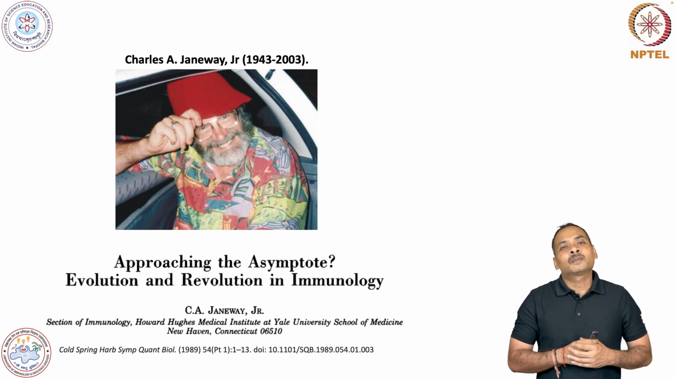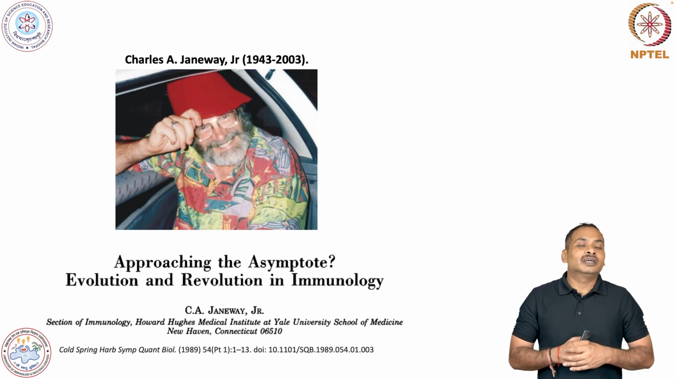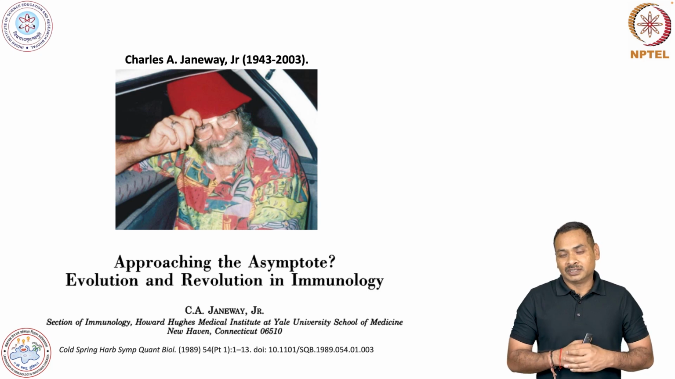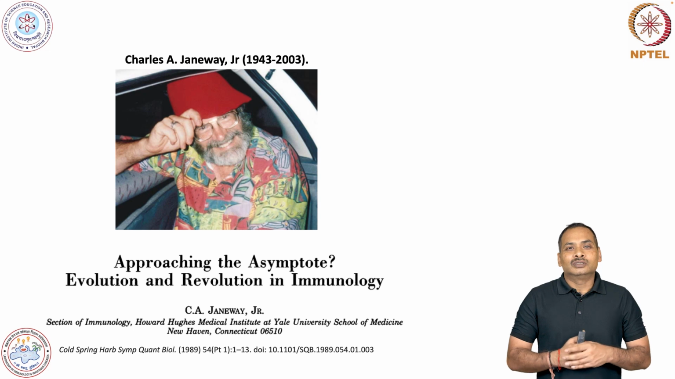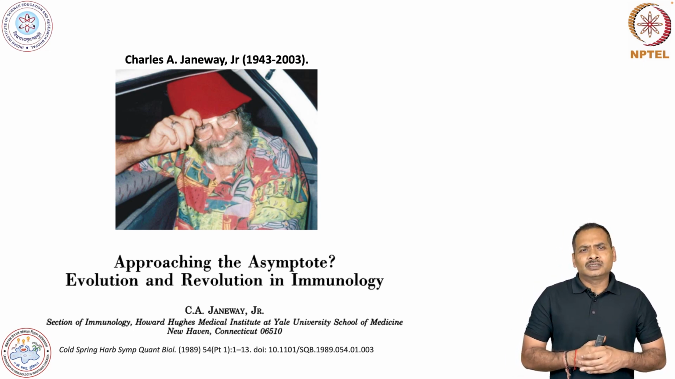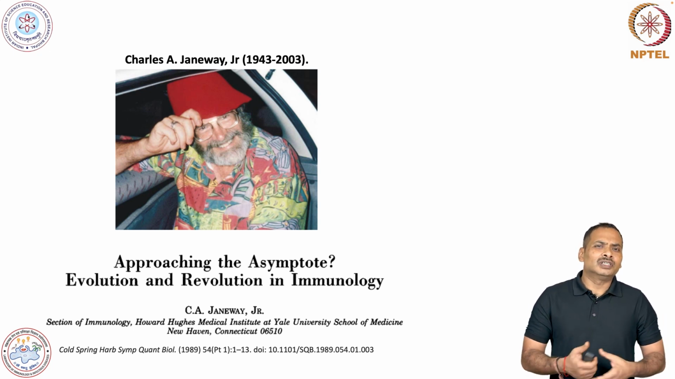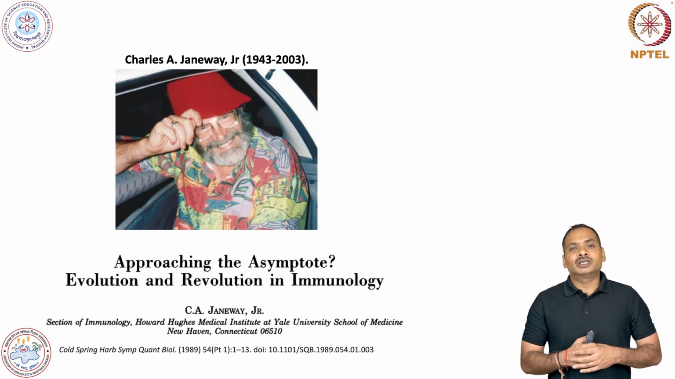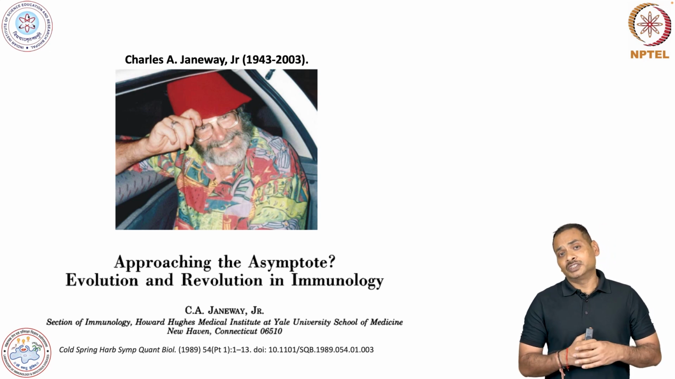Over there, discussions about the DNA structure, codon and all those things took place, and there was a good debate among the scientists in order to take it forward. So, this concept was given there by Janeway, and the notes of his discussion are given in Approaching the Asymptote, and the title is Evolution and Revolution in Immunology.